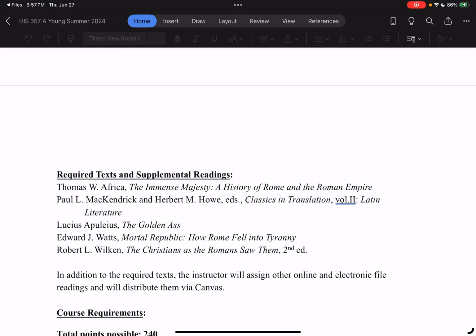And then 2 monographs, Edward Watts's Mortal Republic, How Rome Fell into Tyranny. This is about the late Republic. It's quite a good read as well, a fairly recent book, I think less than 10 years old. And then Robert L. Wilken, The Christians as the Romans Saw Them, the most recent edition, which I think is the second edition.